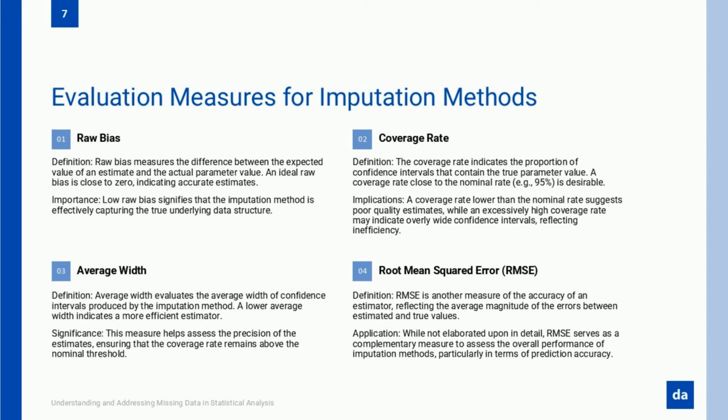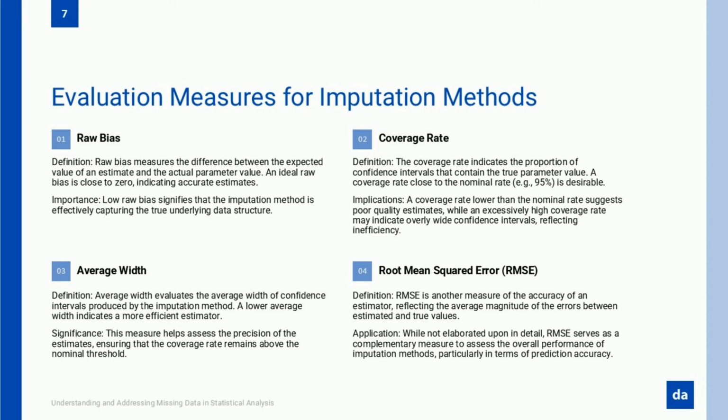Imagine trying to guess someone's age and you consistently guess 5 years older or younger than they actually are. That's bias, and in data, we want this to be as close to 0 as possible. Why is this important? Because bias tells us if our imputation method is introducing systematic errors. A low raw bias means the method is effectively capturing the true underlying data structure. The closer we are to 0, the more accurate the method is.